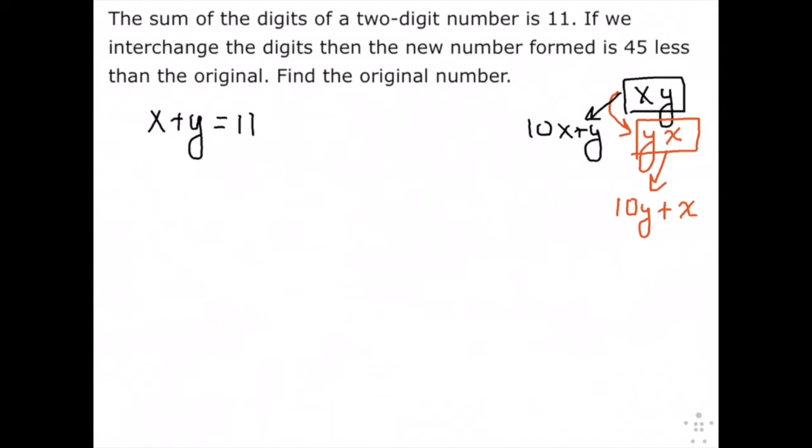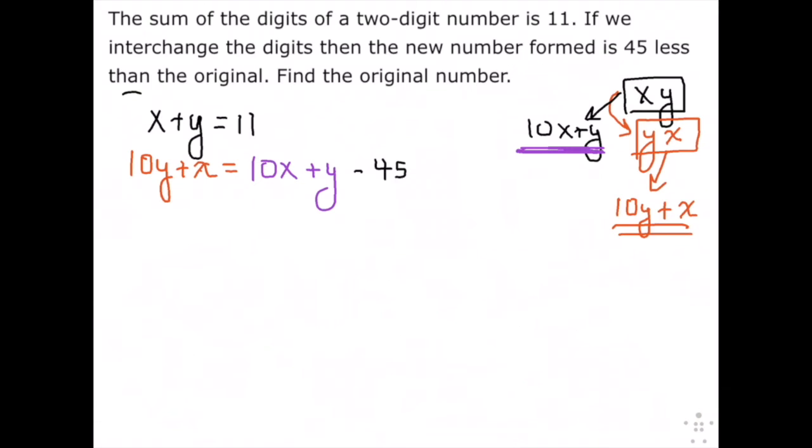So now let's read the sentence. If we interchange the digits, the new number is... So the new number I'm talking about is this one, the value of the new number. So 10y plus x is 45 less than the original. Now, when I talk about the original number, I'm talking about the value of the original. So 10x plus y, and then 45 less than that, minus 45. So here's my two equations, right?